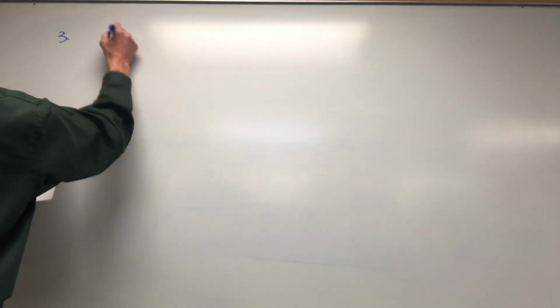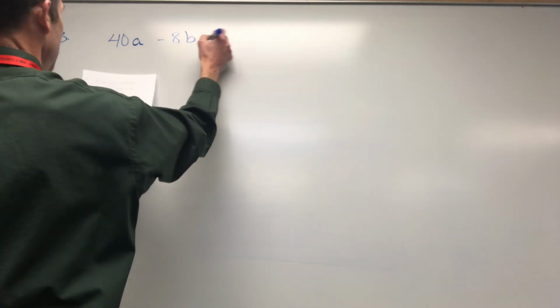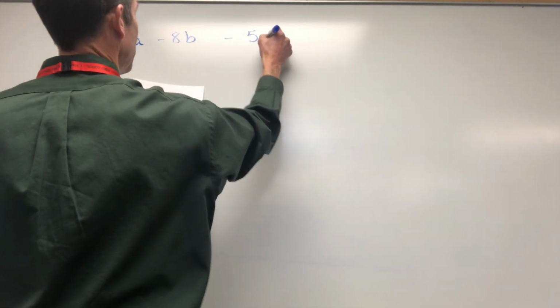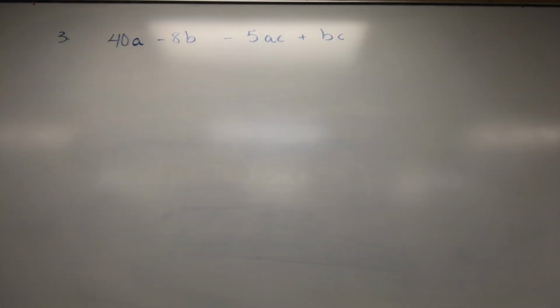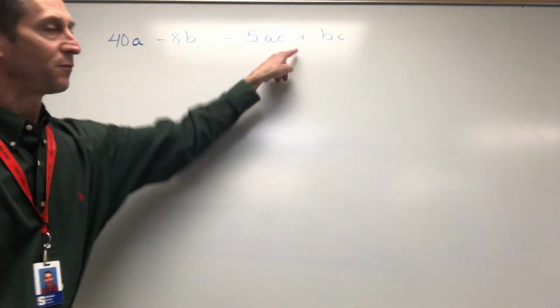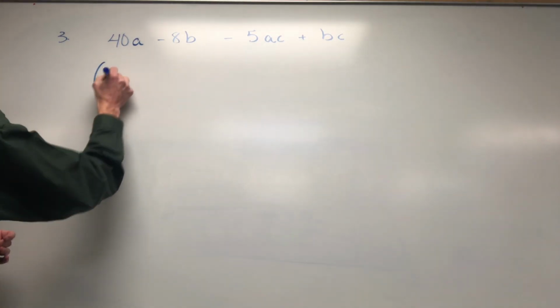All right, that erased pretty well. All right, number 3. Let's do one last one. Okay. 40A minus 8B minus 5AC plus BC. Okay, 1, 2, 3, 4 in a row. So it could be groups. Let's do some checking.